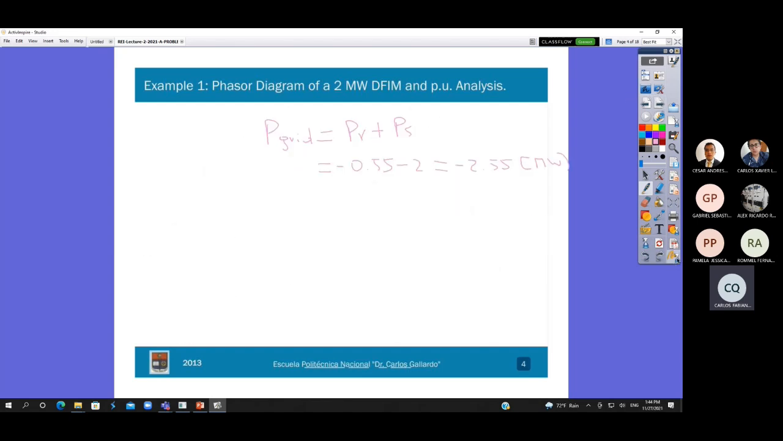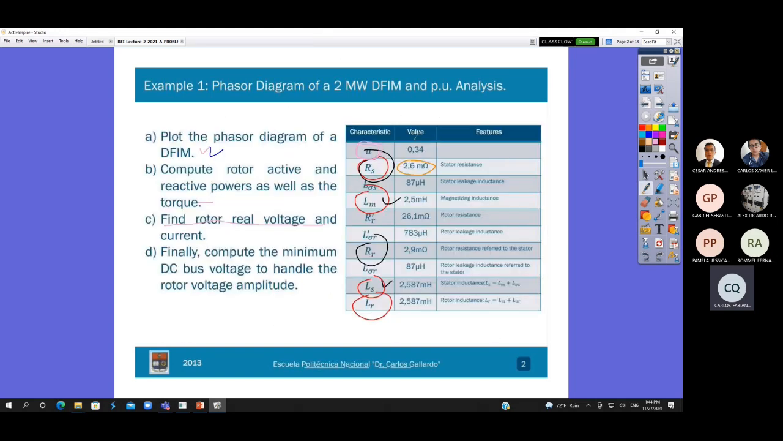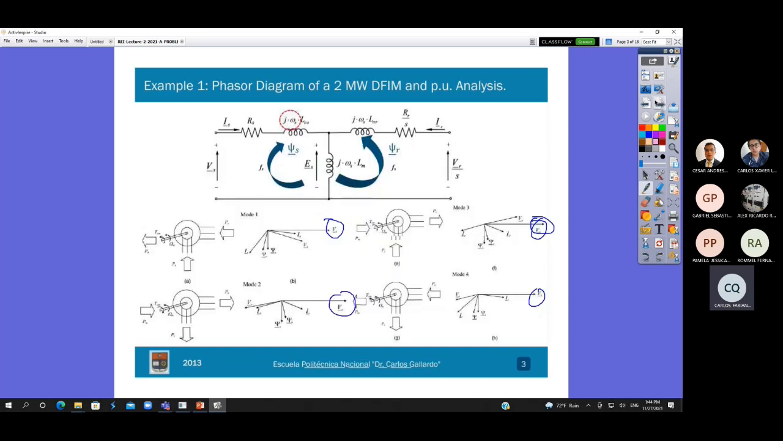So let's continue with question 3. In this case, the rotor magnitudes are referred to the stator. So if I want to compute the real current and voltage, I will use the factor mu. This factor must be taken into account as follows. The mu factor is equal to, according to the problem, this value, 0.34.